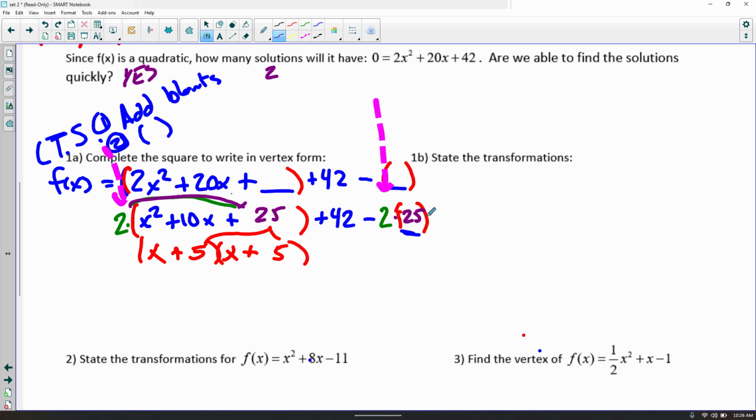I'm adding 0. Whatever I add, I must subtract. I'm not changing the problem. I'm changing it from standard form to vertex form. So the numbers themselves, overall, are not being changed. We're just manipulating them to be in the correct form. Okay, so I'm going to have plus 42 minus 50 here. Guys, there is a 2 in front of that. I finally have f of x equals 2 times x plus 5, quantity squared, minus 8.